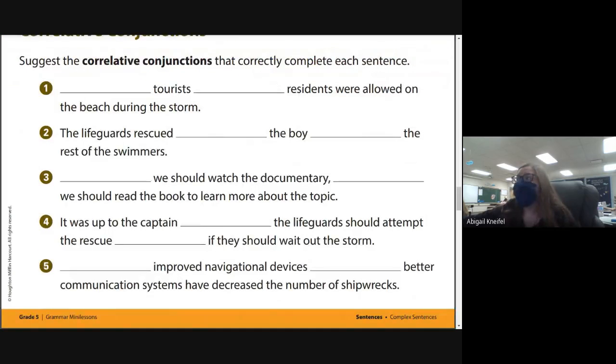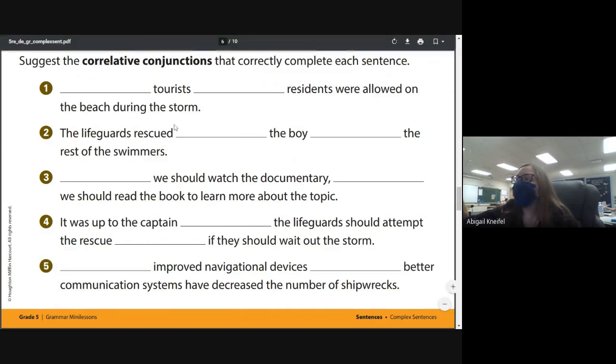Next one. Lifeguards rescued blank the boy blank, wait, oh my goodness, these are hard to read. The lifeguard rescued blank the boy, blank the rest of the swimmers.